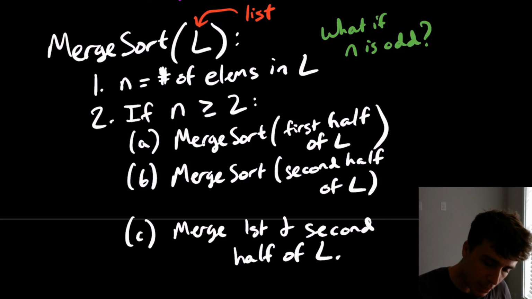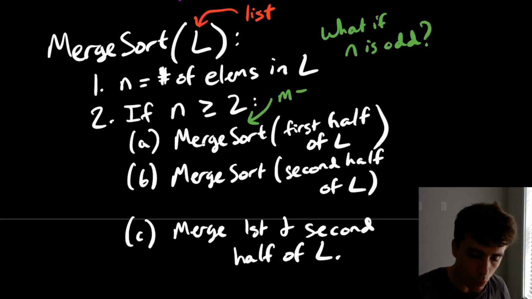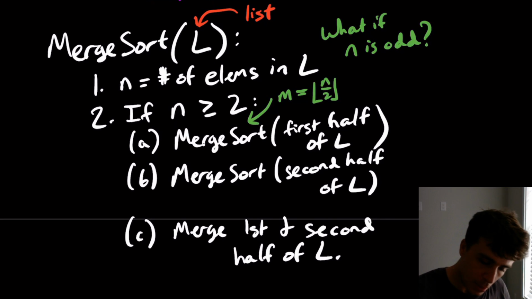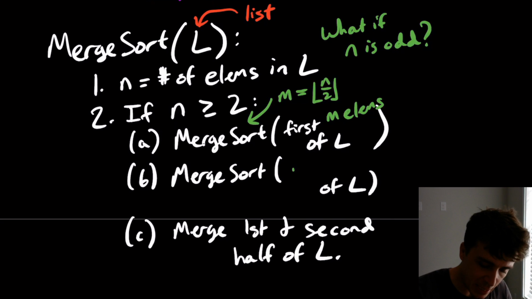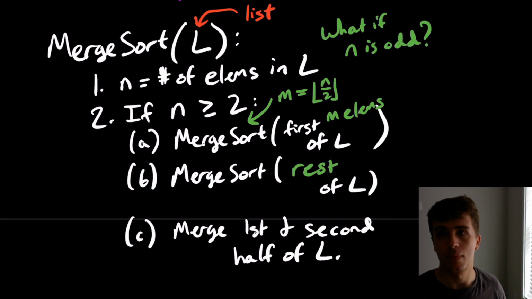So what we really do here is I put a step right here, which is m is another variable, which is going to be n over 2 floor. And instead of first half here, it's going to be the first m elements of L. And here I'm just going to say, just for simplicity, the rest of L. Okay, just to keep things simple. You could make this formalized, but I want to get the whole idea across first.